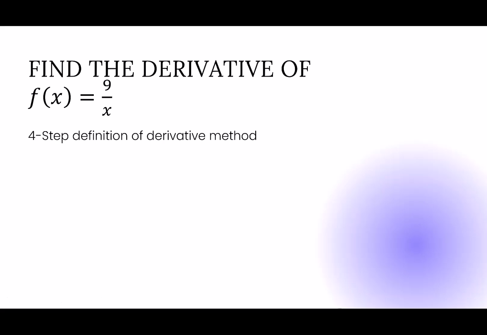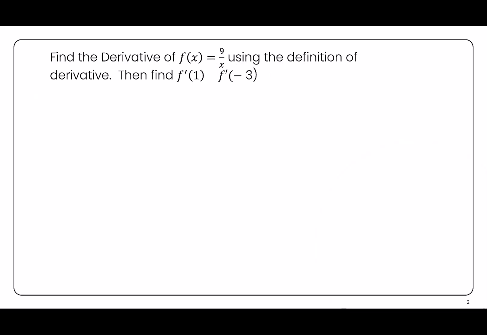Everybody, today we're going to find the derivative of f of x equals 9 over x using the four-step definition of derivative method. Once we find the derivative, we'll also find f prime of 1 and f prime of negative 3. The first step is always finding f of x plus h.